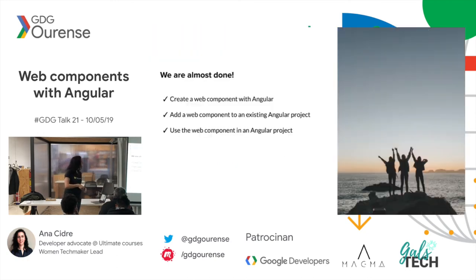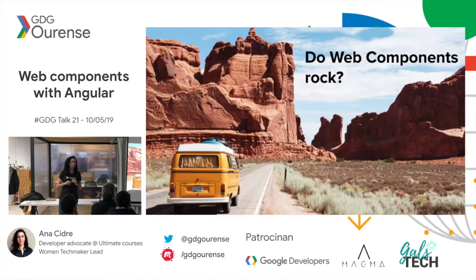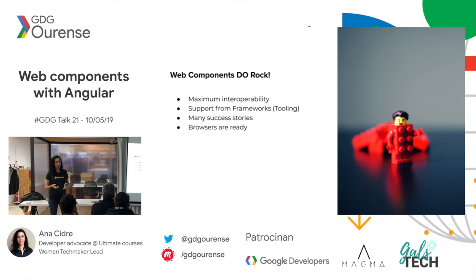and dive in deeper and play around if you want to. Okay, so up to now, we've seen how we can create a web component with Angular. We've seen how we can add a web component to an Angular project, and we've seen how they can communicate with one another. So, can we say that web components rock? Obviously, I'm a bit biased, and I think they're really, really amazing, but I want to kind of transmit why I think this. So, like I said before, you have maximum interoperability.